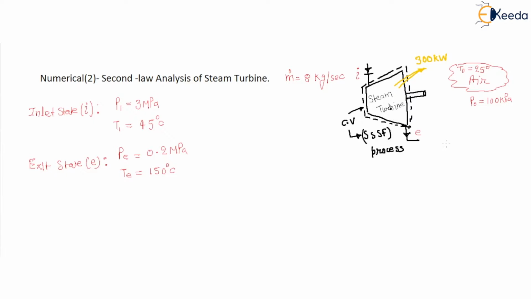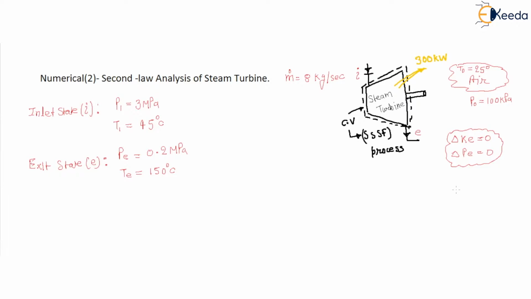It is also said that the change in kinetic energy, delta KE, is 0 and the change in potential energy is 0. That means the system is stationary. Generally this is given, no problem.